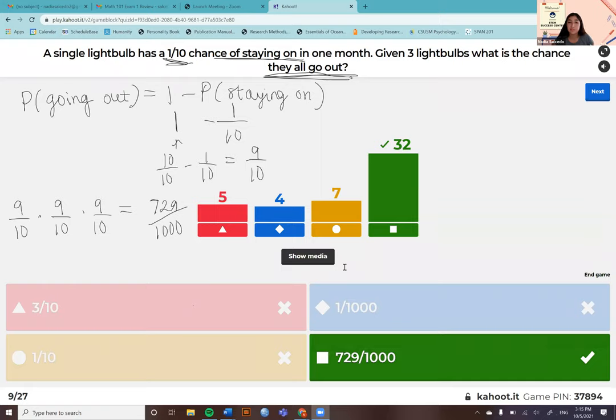So if you need me to go over it again or have any other questions, let me know. But for multiplication, we just have to multiply straight across. So 9 times 9 times 9, and then 10 times 10 times 10. If there are no questions, I'm going to clear it and go on to the next one.